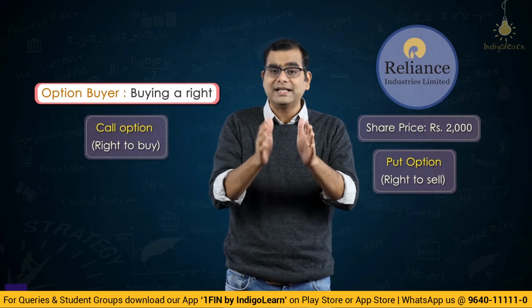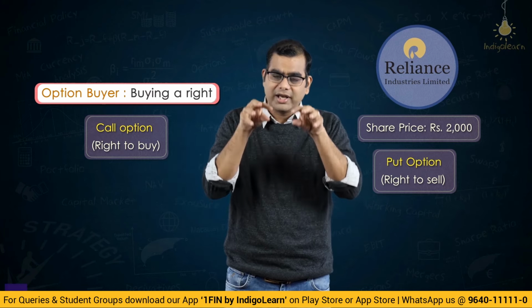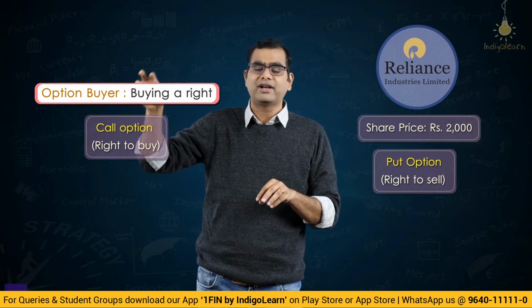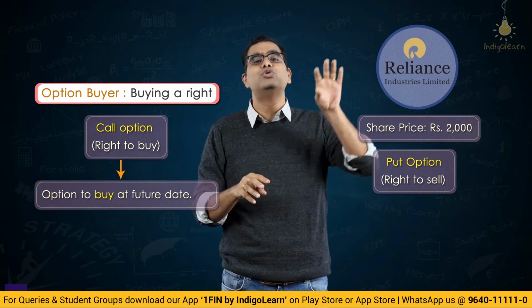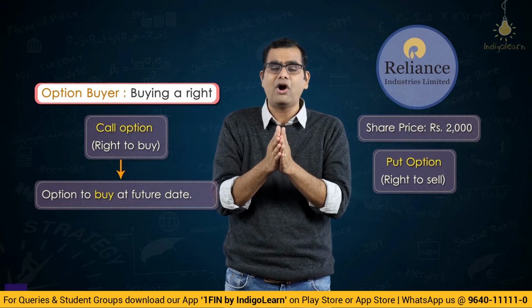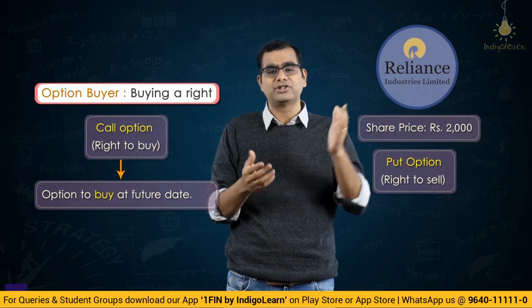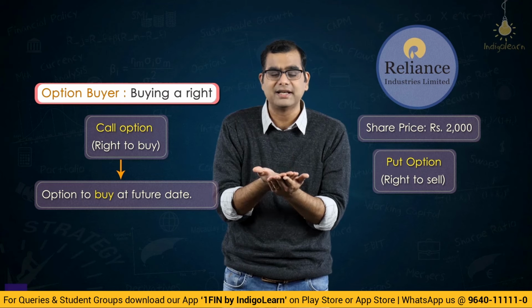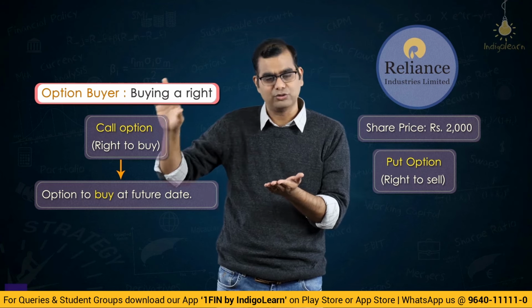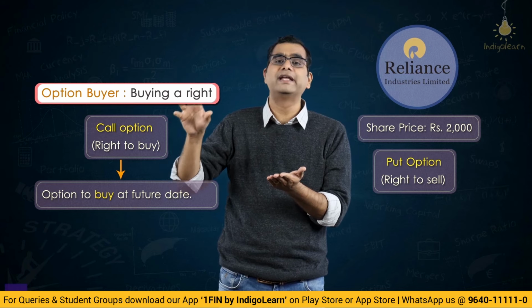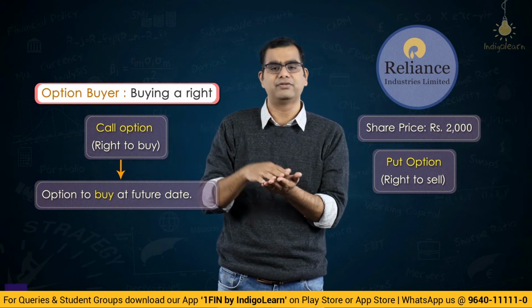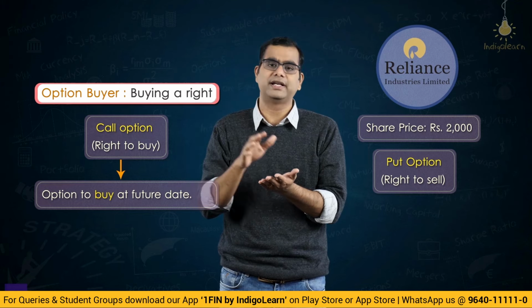We said Reliance shares. Reliance shares today are 2000 rupees. If you are buying a call option, you have a right to buy the shares of Reliance at a future date. So, derivatives, my dear friends, remember, are all transactions with respect to future dates. You are entering into contracts where you are agreeing to do something at a future date. In case of futures and forwards, you are agreeing to buy or sell. If you are a long future or a long forward, you are agreeing to buy. If you are a short future or short forward, you are agreeing to sell.